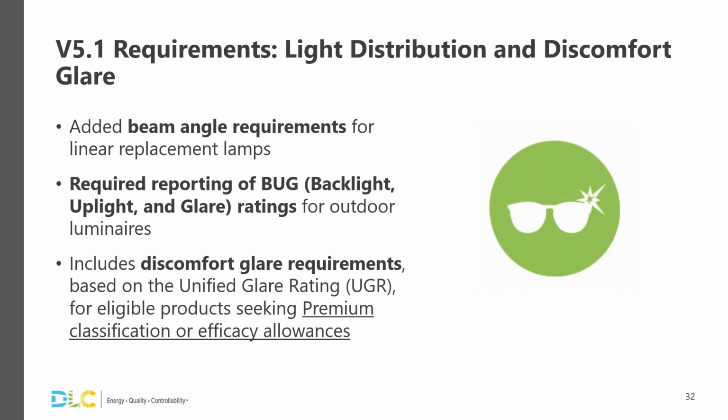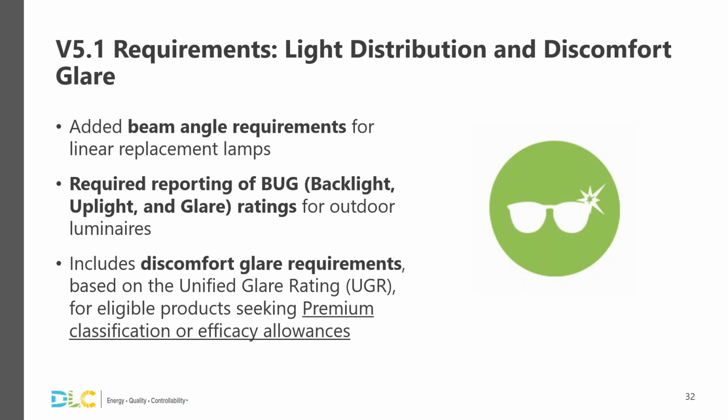Lastly, the discomfort glare metric. The Unified Glare Rating, or UGR, was introduced as a qualification criterion for eligible products seeking premium classification or efficacy allowances. In version 5.1, the requirements are only applicable to eligible DLC premium products. The requirements, however, are not meant to mandate superior glare control design for all the luminaires, but to prevent highly efficacious products from exhibiting excessive glare. And therefore, the criteria were set to reflect this intent.